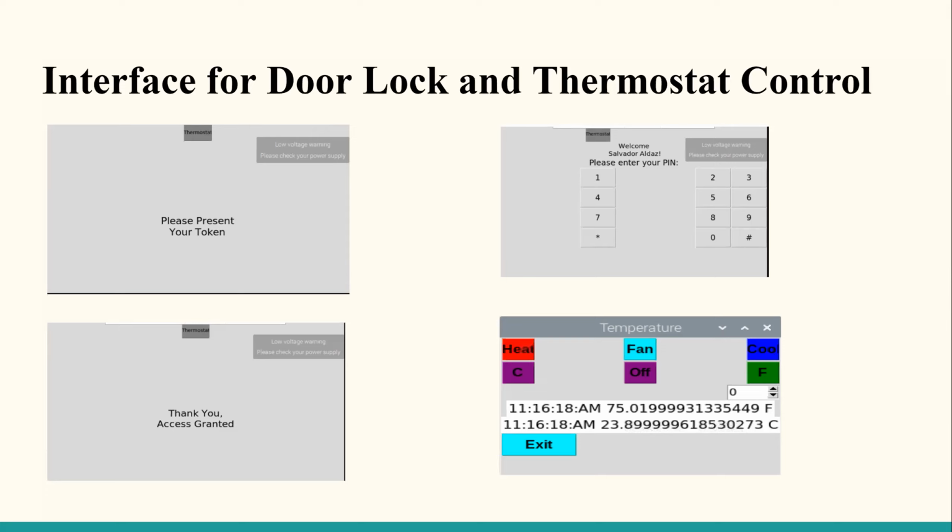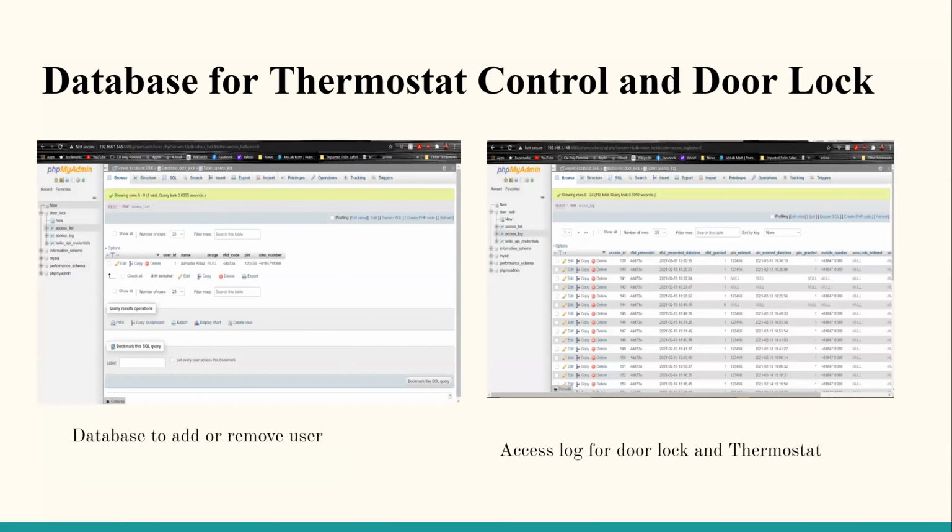And an exit button which just takes you back to the main interface. Next slide. Then you have the phpMyAdmin database. On the left, we have the add function, used to add or remove people based on their name. You add or remove the RFID tag, and then their 6-digit PIN to access the door. On the right, we have all the failed and successful attempts for accessing the door lock and the thermostat.